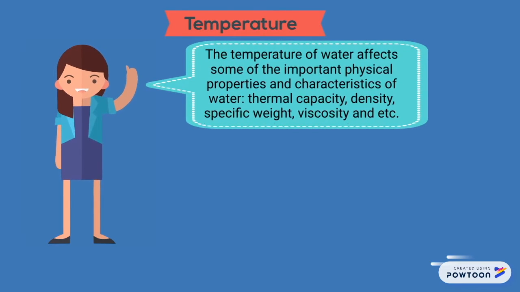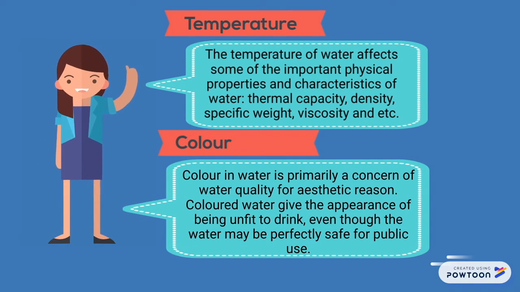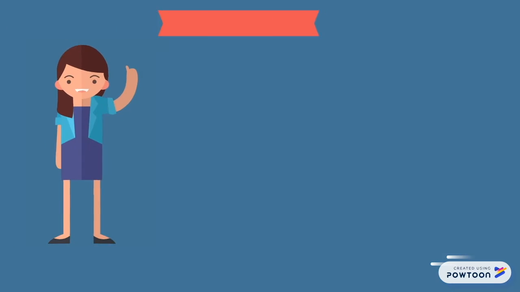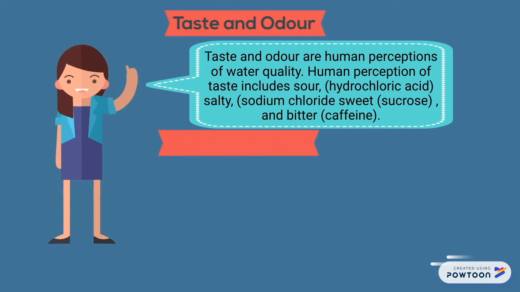The temperature of water affects some of the important physical properties and characteristics of water, such as thermal capacity, density, and more. While color in water is primarily a concern of water quality for aesthetic reasons. Taste and odor are human perceptions of water quality. Human perceptions of taste include sour, salty, sweet, and bitter.